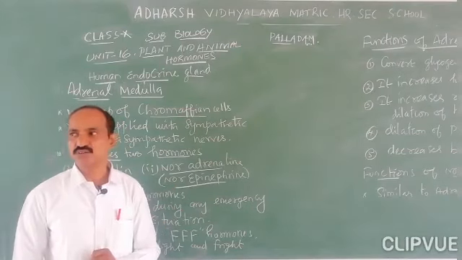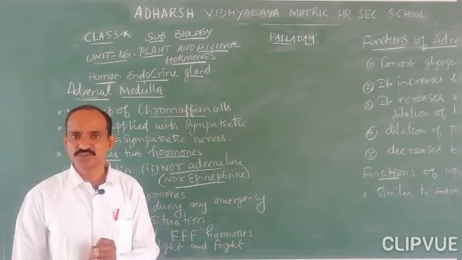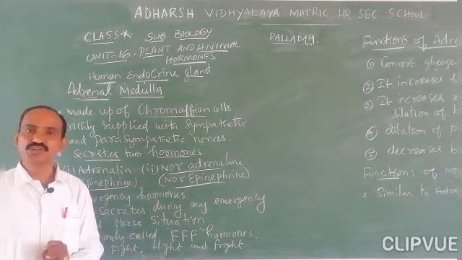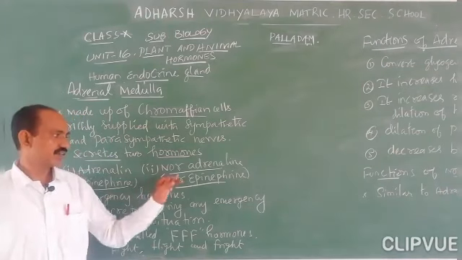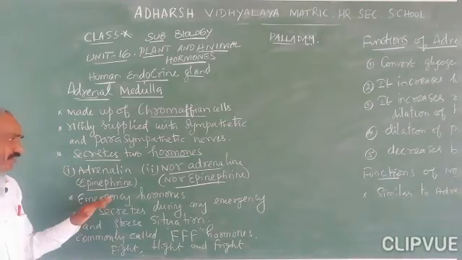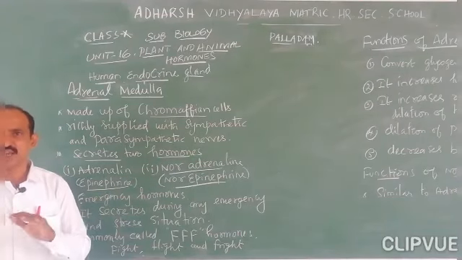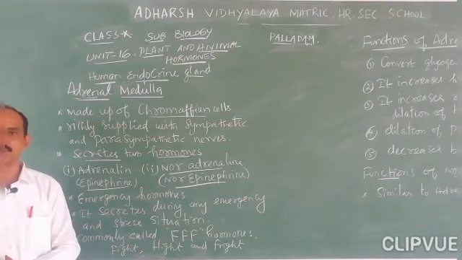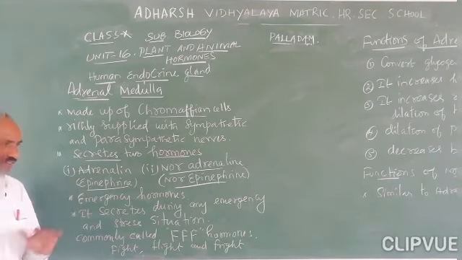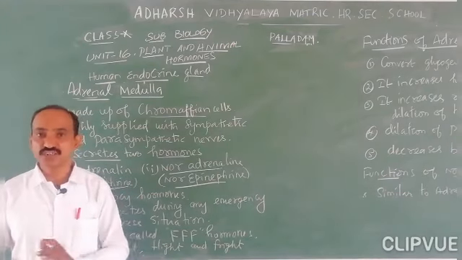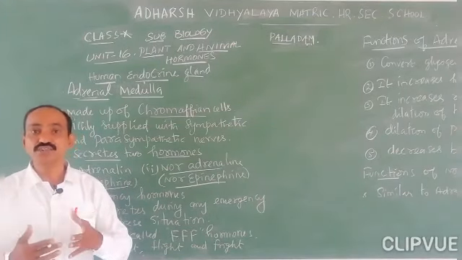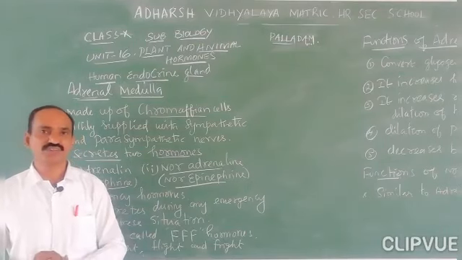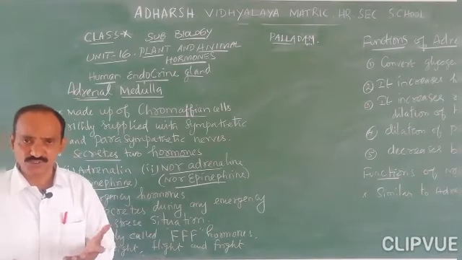The adrenal medulla secretes two hormones. One is adrenaline or epinephrine. Another hormone is noradrenaline or norepinephrine. These both hormones act as emergency hormones. Why are they emergency hormones? Because these hormones are secreted during any emergency situation or any stress situation.